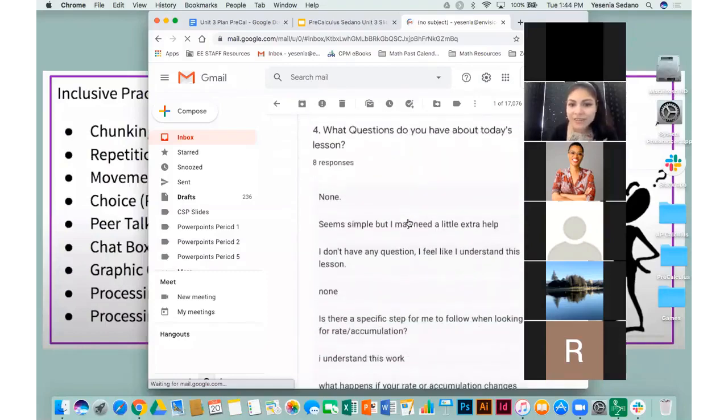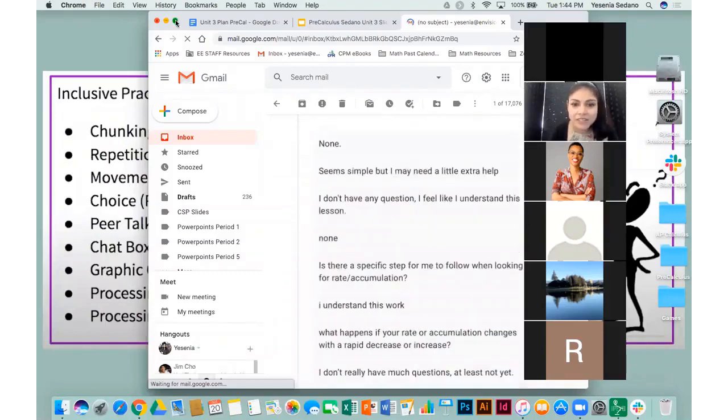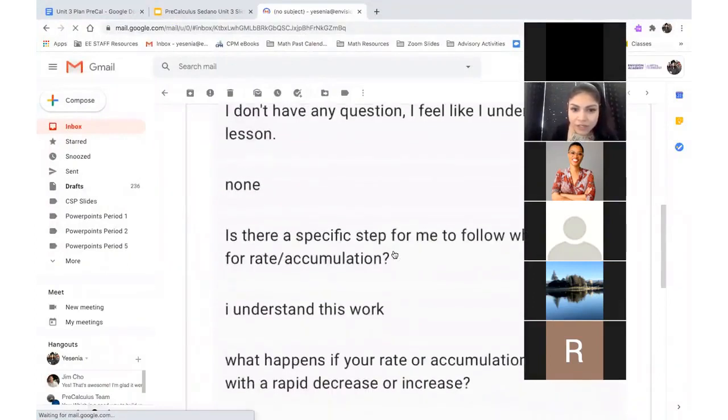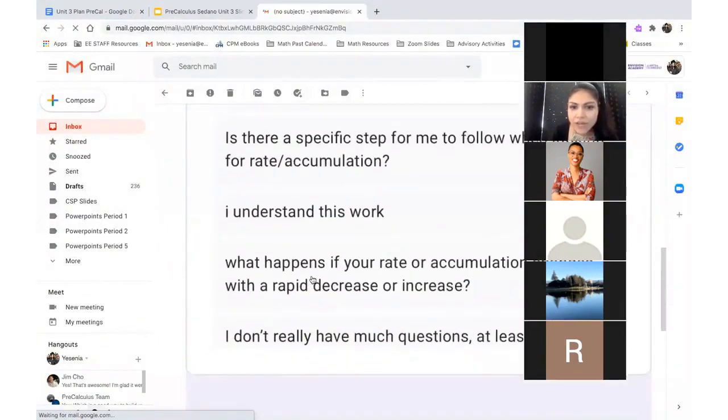So somebody said in the exit ticket today, there we go. What happens if your rate or accumulation changes with a rapid decrease or increase? In other words, what happens if it's not like a rectangle, right? It's not just a horizontal line. What if your rate is changing? If you think about the real world, we don't always walk at a constant rate. We don't always drive at a constant rate, right? We move at different rates.